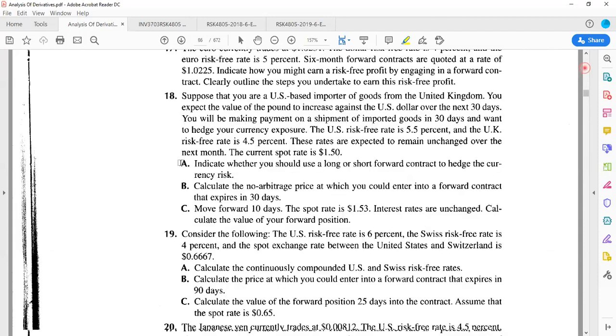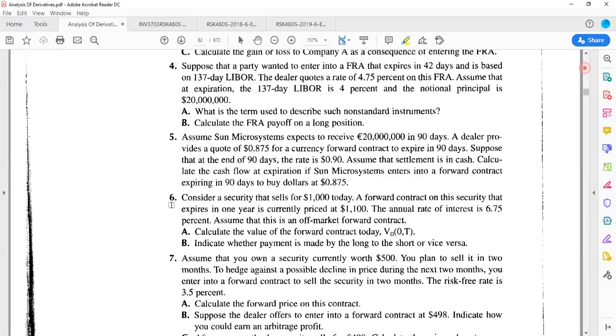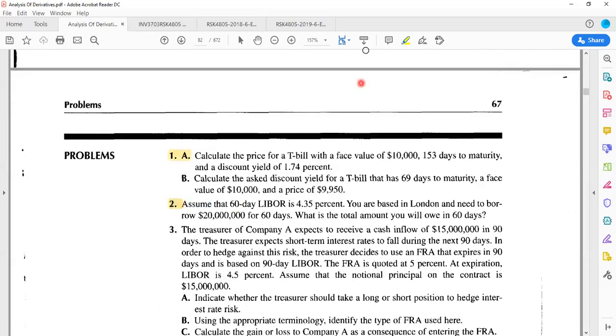It's actually page 67. So I want us to look at question 1A and question 2 just to show you how these discount rates are applied and how add-on interest is applied. We will start with question number 1A, which says, calculate the price of a treasury bill with a face value of $10,000, 153 days to maturity, and a discount yield of 1.47%.